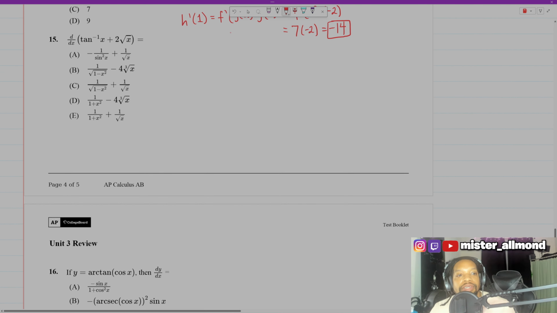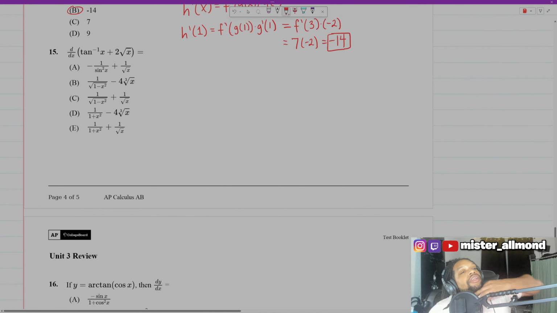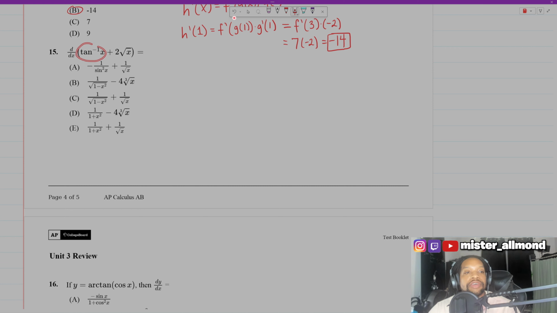Okay, number 15. This one looks, I don't know. Honestly, if you know your flashcards, this one is not bad at all. It's just an inverse trig function plus another function. You derive one term at a time. And if you know your flashcards, you can automatically narrow it to 2, because you should know that the derivative of inverse tan is just 1 over 1 plus x squared. Flashcards. It's either D or E.